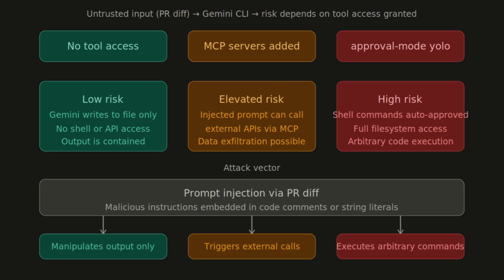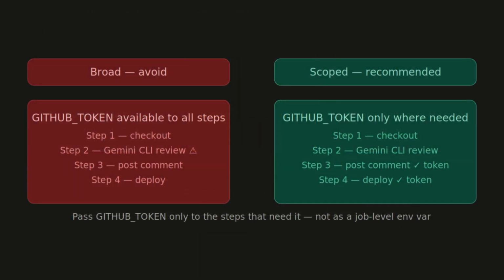For this review pattern, the risk is low since Gemini has no tool access and only writes to a file. But if you add MCP servers or approval mode YOLO to a similar pipeline, the risk increases substantially. We will cover that in the next section. Additionally, if your pipeline passes secrets or tokens to other steps, consider scoping them carefully. Pass GITHUB_TOKEN only to the steps that need it rather than making it available to every step in the job.